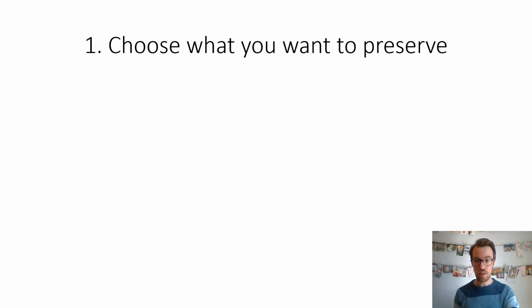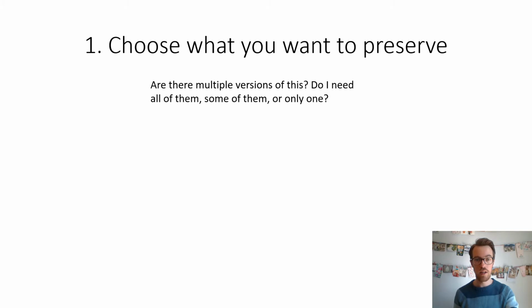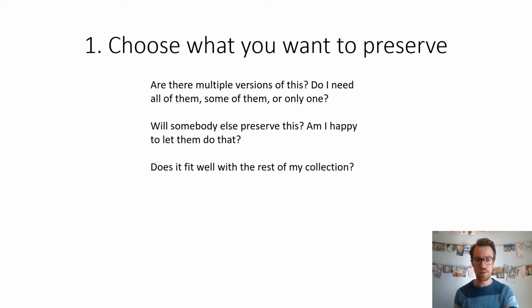So when choosing what you want to preserve, you should be asking yourself a few questions. Things like, are there multiple versions of this stuff I want to preserve? Do I need to preserve all of those versions, or just some of them, or only one? Will somebody else preserve this for me? Am I happy to let them do that, or do I want to do it? Does this stuff I want to preserve fit well with the rest of my collection? Am I building something coherent?